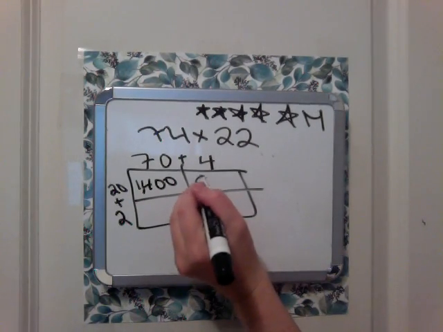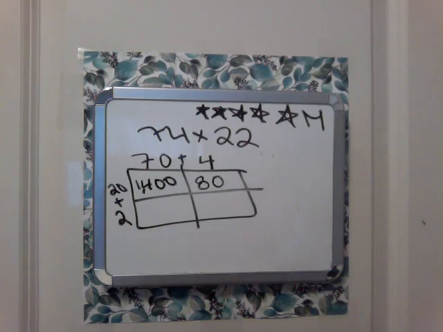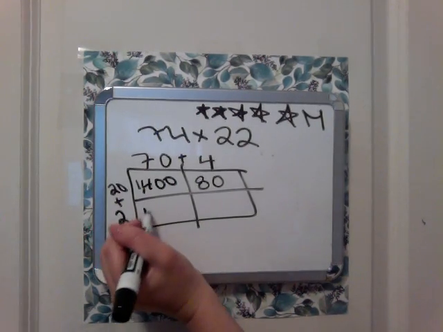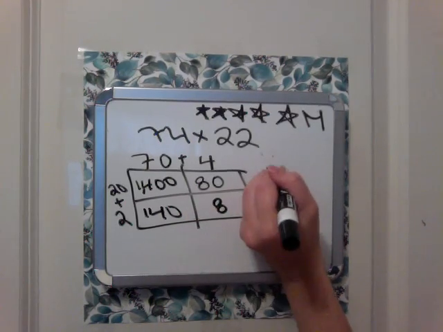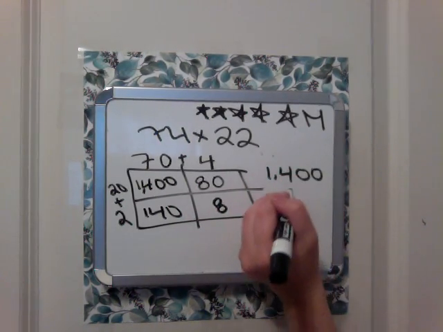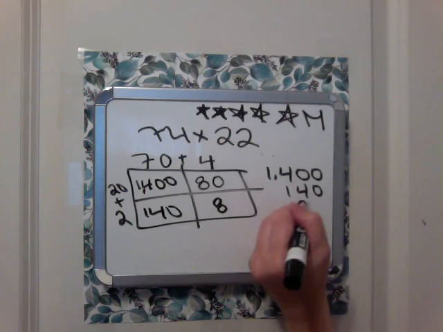Here we have 4 times 20. 4 times 2 is 8, plus the 0 is 80. And then 70 times 2 is 140, and 4 times 2 is 8. Now that we have all those partial products, we'll go ahead and add them up.